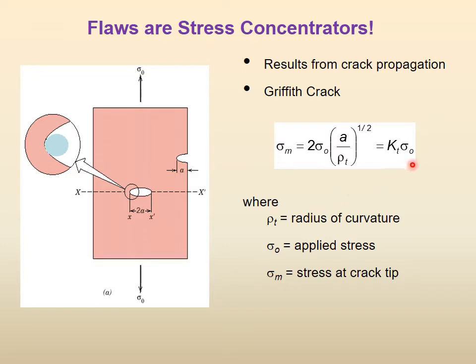So you multiply sigma naught by a stress concentration factor, just like you used to do in your machine design course. So that is it. You multiply the nominal average stress by a stress concentration factor, and you get the very high stress at the crack tip. Okay? And the derivation we are not talking about right now, but this a is the half crack length. If it is a full crack, then a is the half crack length. If it is an edge crack, then it is the crack length. And rho t is the radius of curvature of that crack area.